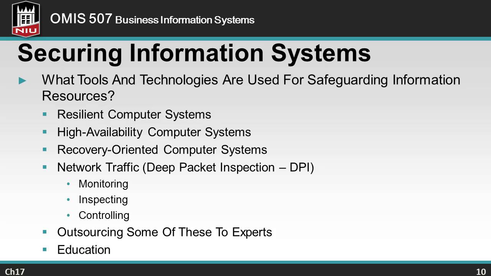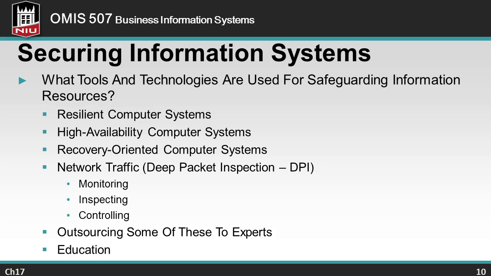Additional methods, tools, and technologies used to safeguard IT systems are listed here. Business continuity is enhanced through the use of resilient computer systems, which are designed with extreme reliability and high performance. High availability computer systems include redundant components including multiple power supplies, built-in spare components, and redundant networks, for example. The goal is that any outages will have little to no effect.